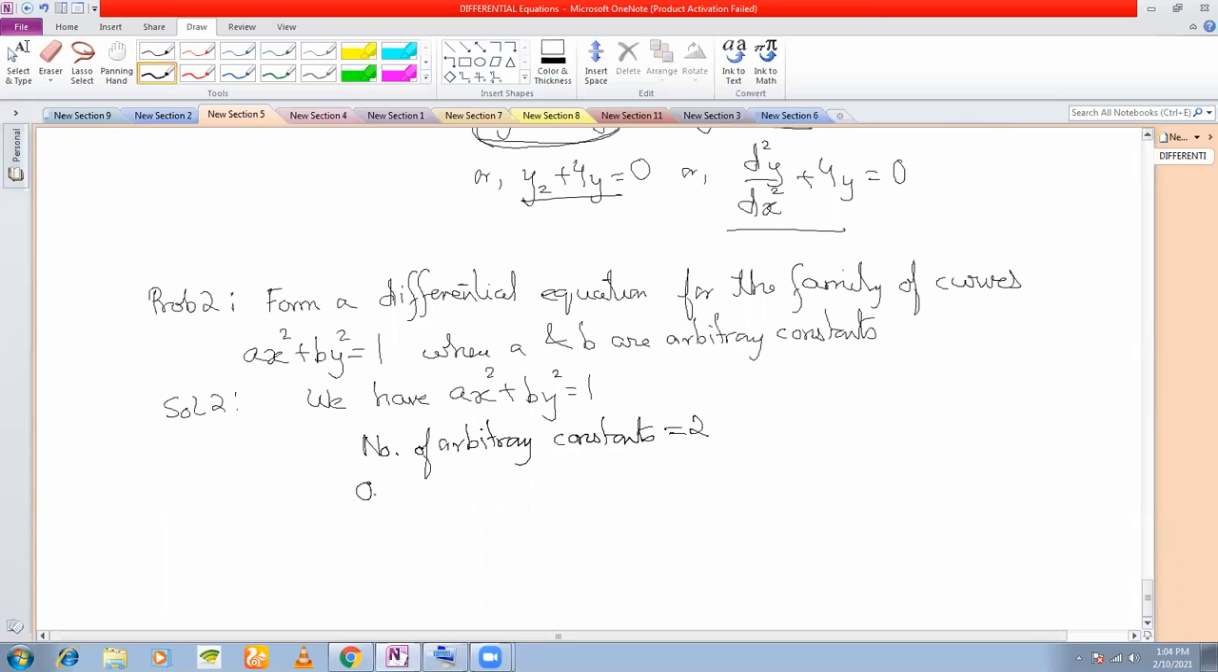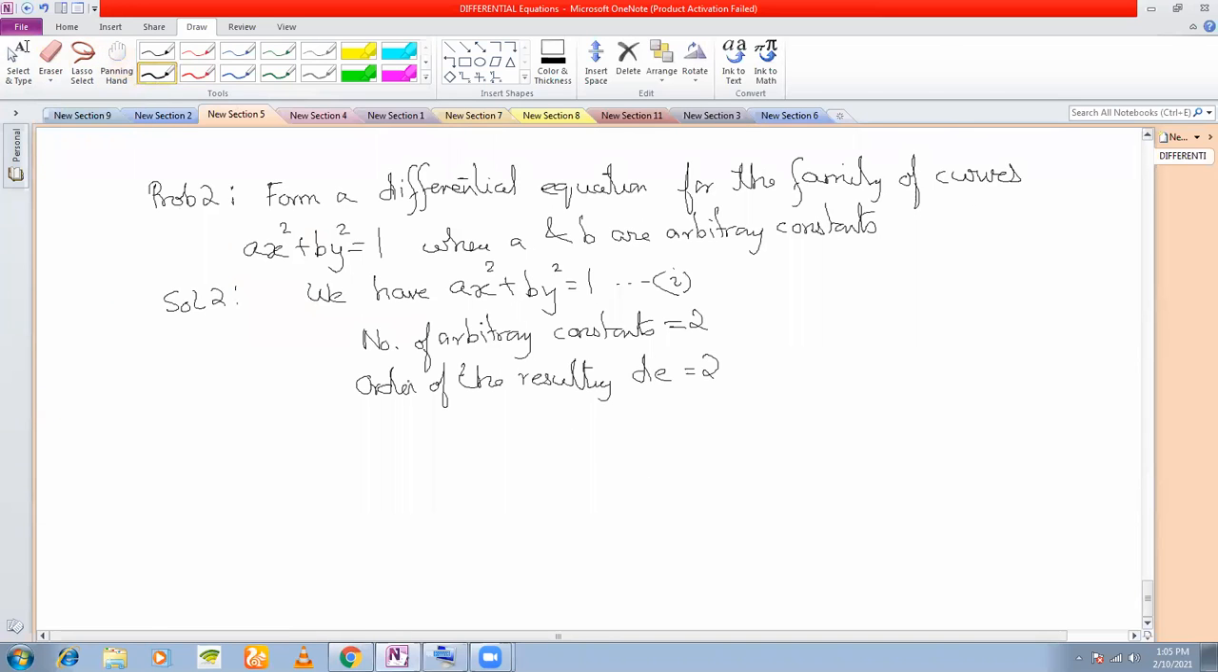So what should be the order of the resulting differential equation? 2. That means this equation, how many times do I need to differentiate? I need to differentiate twice. So what I do here is, the given equation, I call this 1. Since I have to differentiate twice, so I'll differentiate this twice. So differentiating both sides of 1.